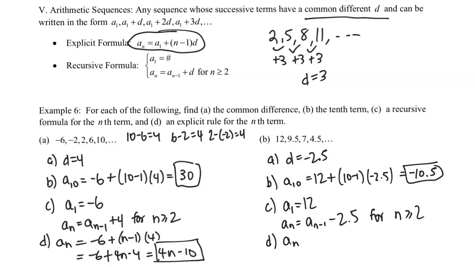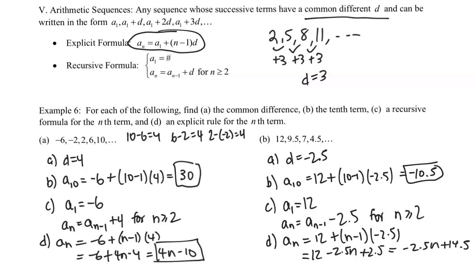And then finally, the explicit formula will start by putting the first term, which is 12, plus n minus 1 times the difference, which is -2.5. Go ahead and distribute your -2.5, so that'll be minus 2.5n, and then plus 2.5, which is going to end up giving you negative 2.5n plus 14.5. And that negative should be there with the 2.5n.